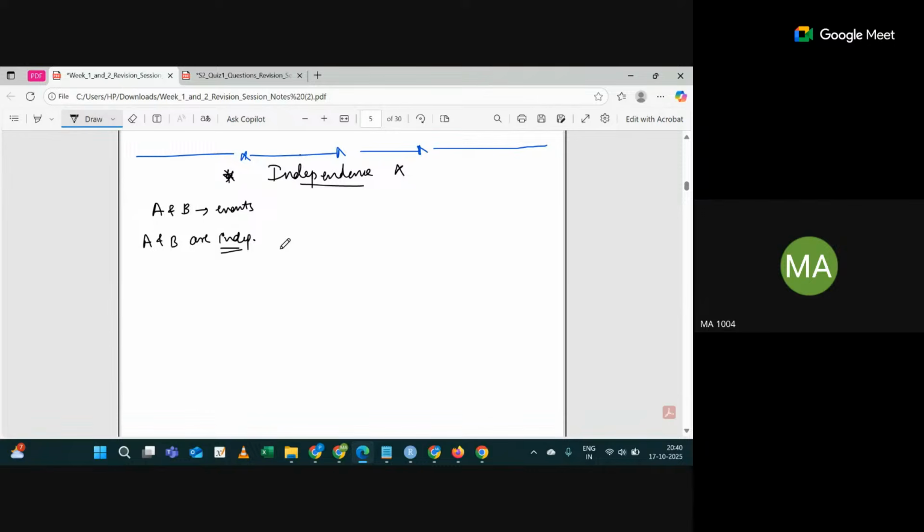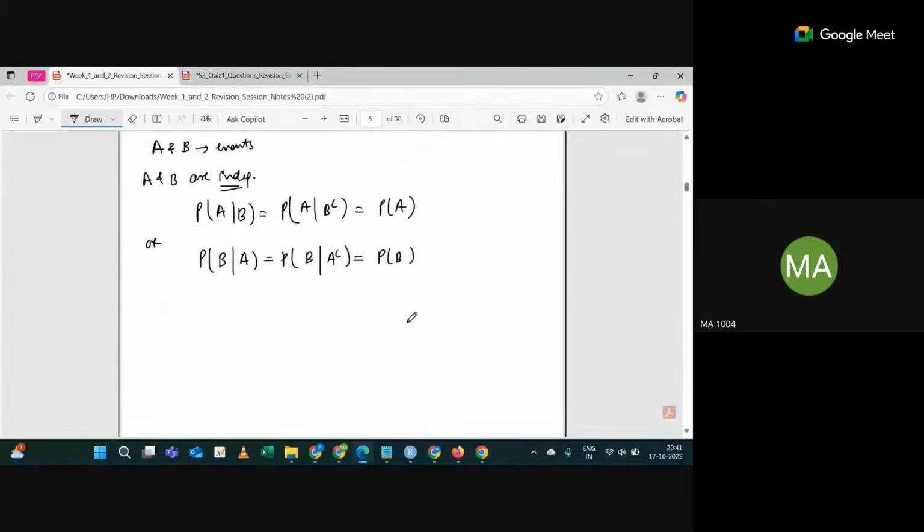In terms of notation, can I write probability of A given B, whether B is happening or not, should be probability of A? Or else probability of B given A occurred, and probability of B given A didn't occur, if this is equal to probability of B, I will say A and B are independent because there is no dependency. Would you agree with me?